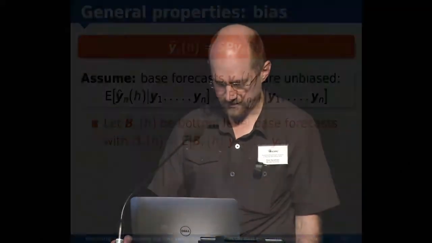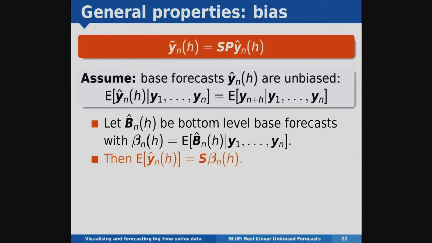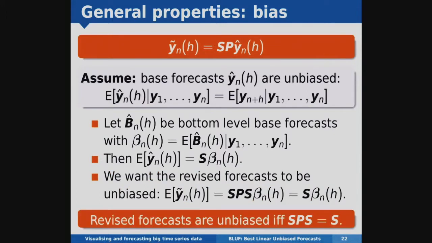So we need to write down that the expected value of y hat is equal to the expected value of the actual data, and we also want the same thing for the reconciled forecasts. If the expected value of y hat is equal to the expected value of the future observations, then we have this result here. And if we want the reconciled forecast to have the same property, then we need SPS equals S. So that's the first constraint on what P can be. It has to satisfy this property: S times P times S must equal S.